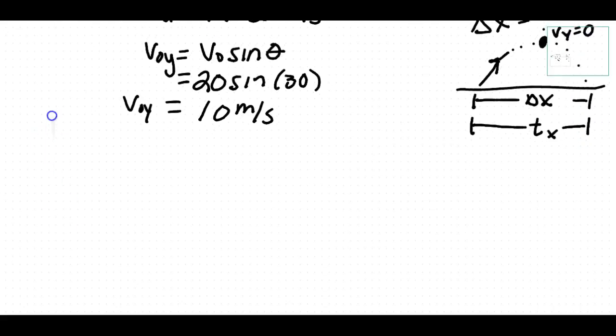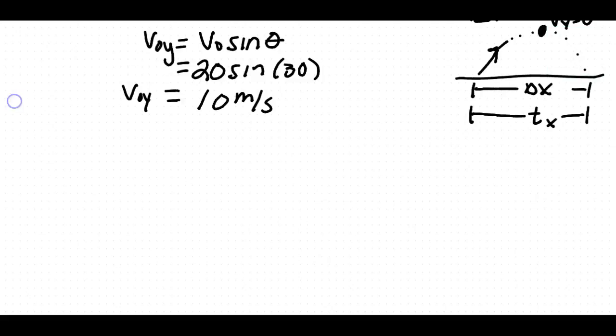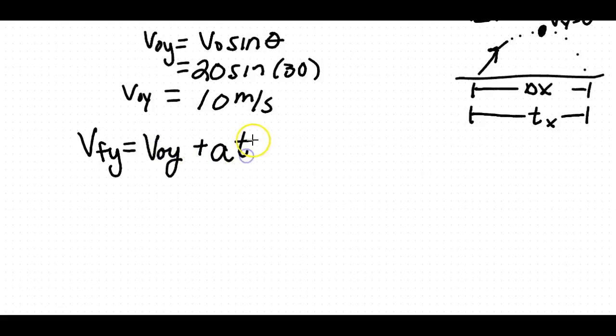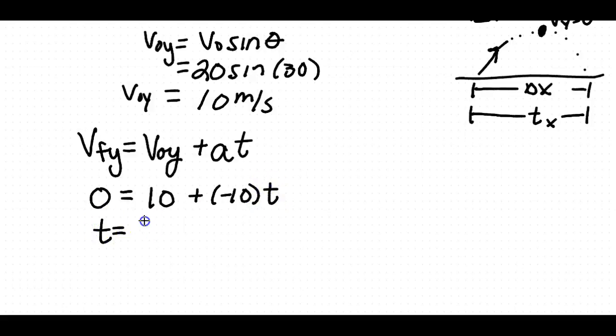And because we know that the initial velocity is 10 meters per second, and the final, air quote final, because it's at the top of the path, is 0, we can figure out how much time it takes to reach the peak. So we're going to use v final y is equal to v initial y plus acceleration times time. So v final is 0, v initial is 10, acceleration is negative 10 for gravity, times t. So time is going to be 1 second, and that's time y. It's going to go up for 1 second.